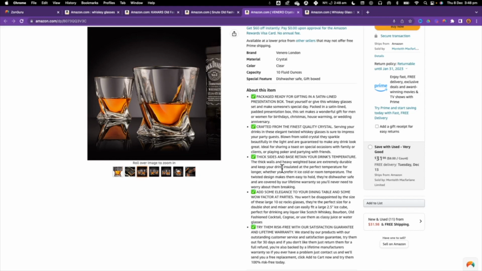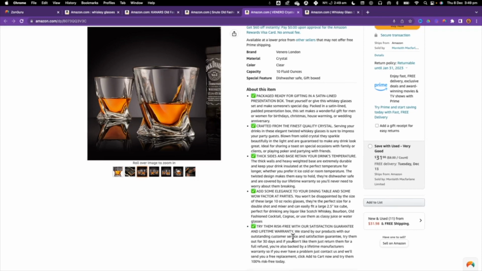So packaged, ready for gifting in satin lined presentation box. Boom. That's really all anyone wants to know about that. Crafted from the finest quality crystal. Thick sides and base. Retain your drink's temperature. Add some elegance to your dining table and some wow factor at parties. And try them risk-free with our satisfaction guarantee and lifetime warranty. So, yeah, they've communicated some benefits. It's fine crystal, thick sides. They're reaching into the emotion. Add some elegance and wow factor. So I think they've done a pretty good job with the bullets.